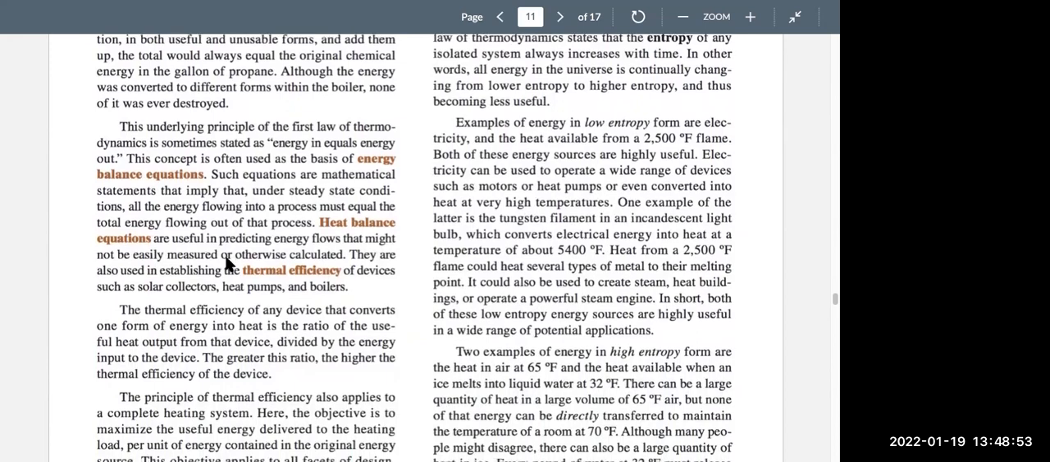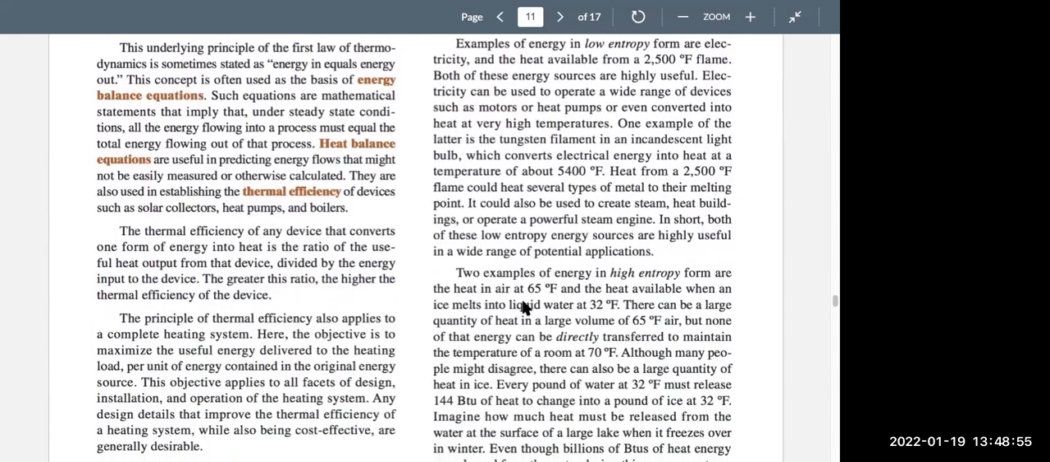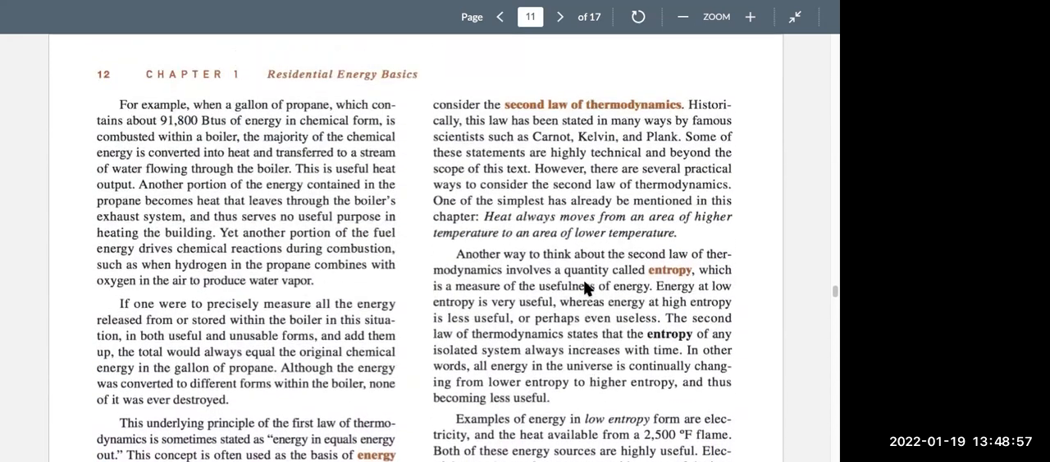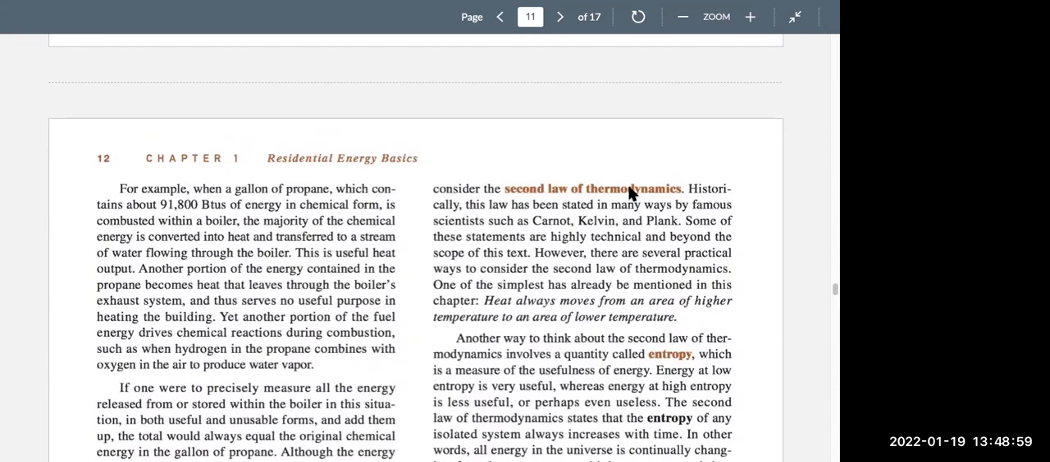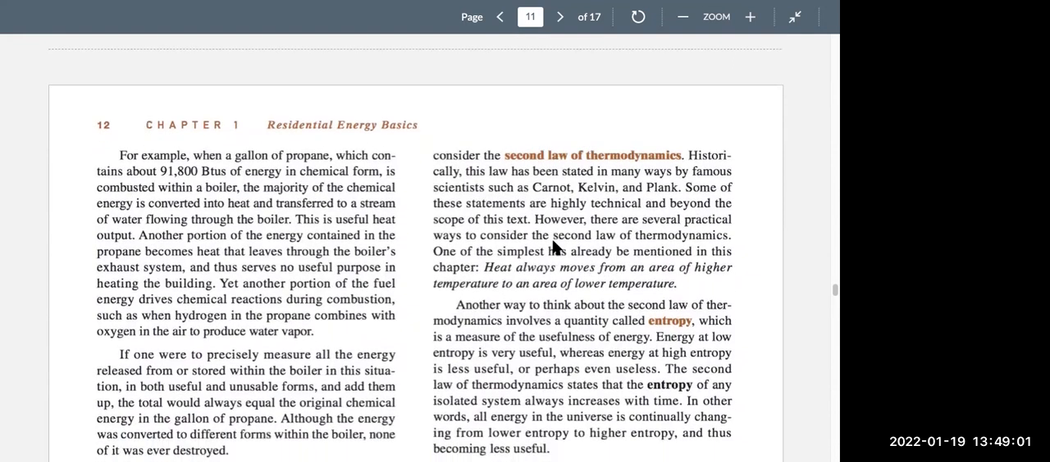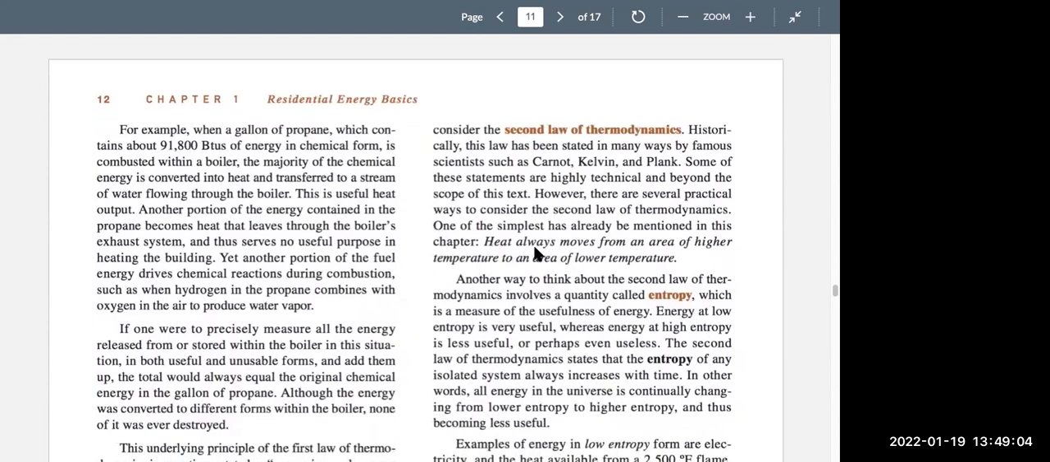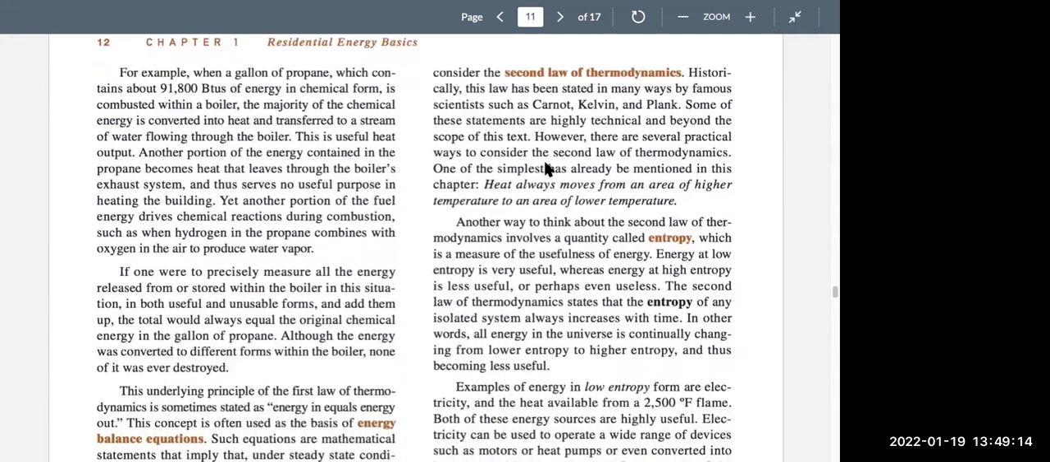Okay. The second law of thermodynamics right there is something that we need to understand. And we've already talked about it. Heat always moves from an area of higher temperature to an area of lower temperature. So make sure you know those two laws of thermodynamics.